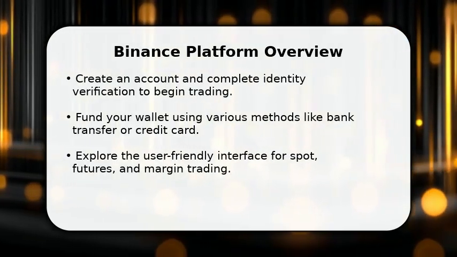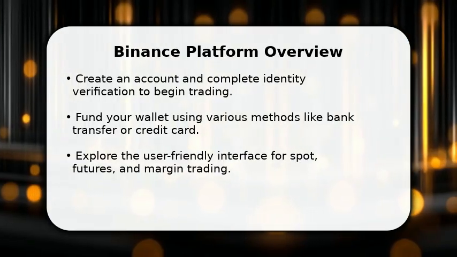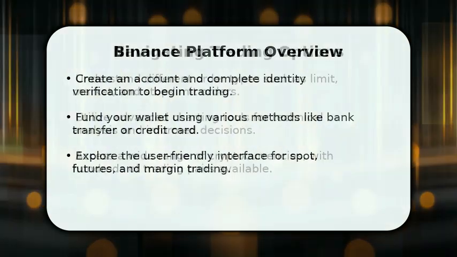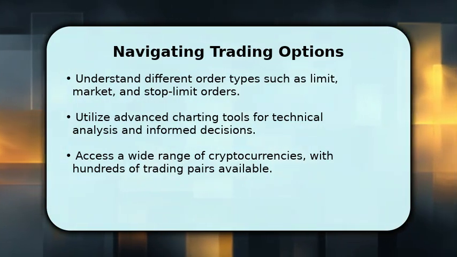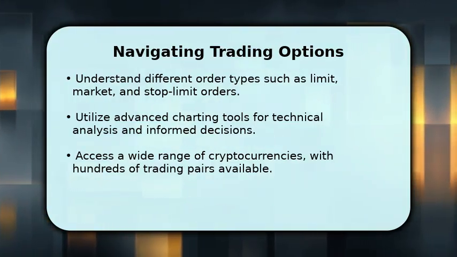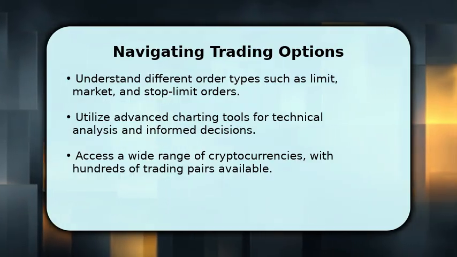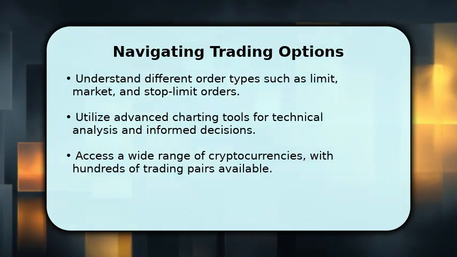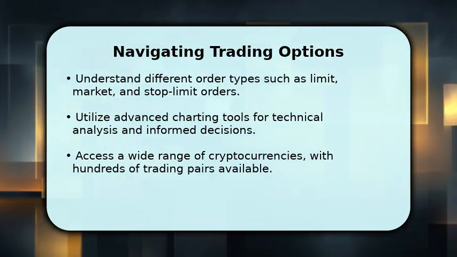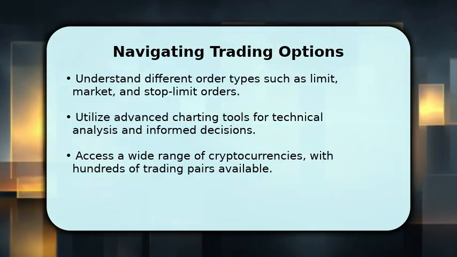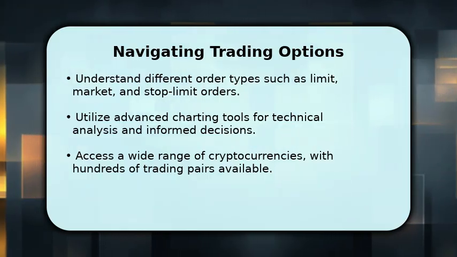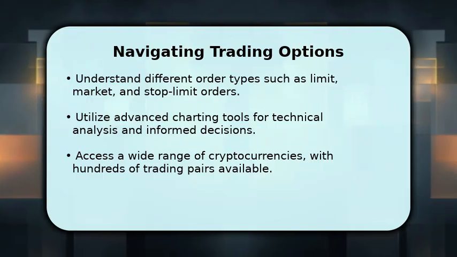The platform offers a straightforward interface, making it simple to navigate through different trading options like spot and futures. Binance provides diverse trading options to suit your strategy. You can choose from various order types, including market orders for instant execution or limit orders to set your desired price. The platform also offers robust charting tools, helping you analyze market trends and make informed decisions. With hundreds of trading pairs, you have extensive choices for buying and selling digital assets.